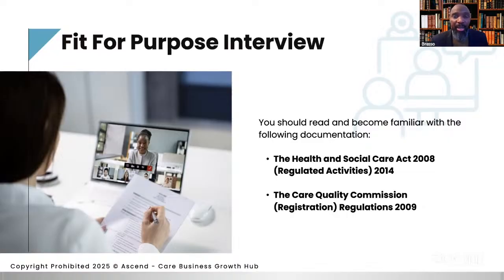For instance, medication with NICE guidelines. You have other acts of parliament, the Mental Capacity Act, the Care Act, and all these things, depending on the services you've applied for. But these are very, very key because they form the basis upon which CQC can make decisions on whether to register or not to register.